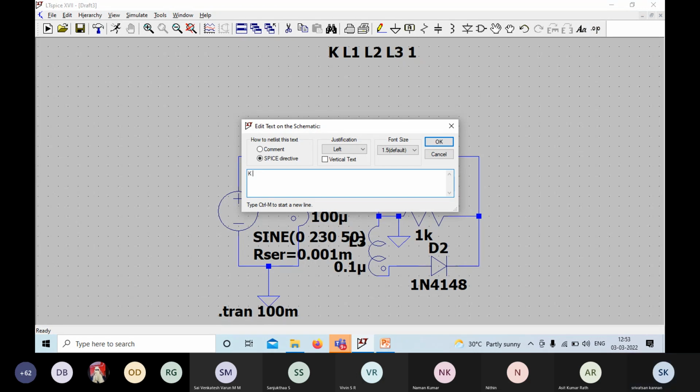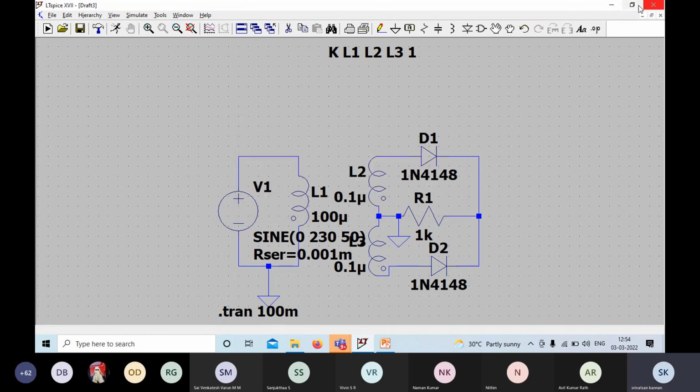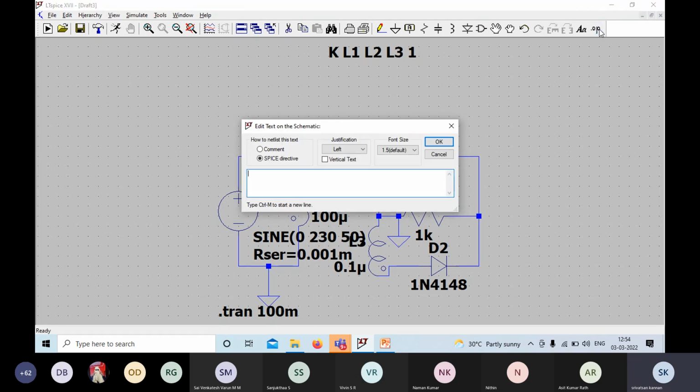K, capital L1, capital L2 like this in this SPICE directive. So you have to type this: K L1 L2 L3 1.